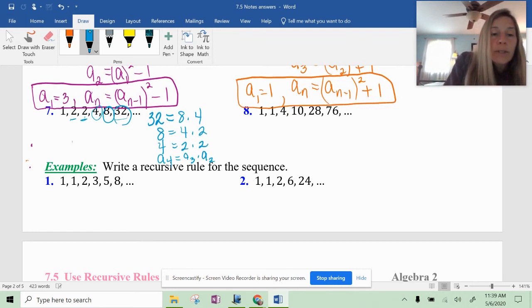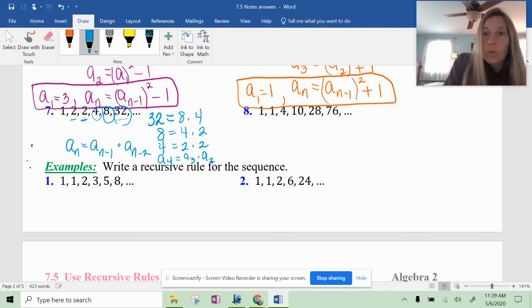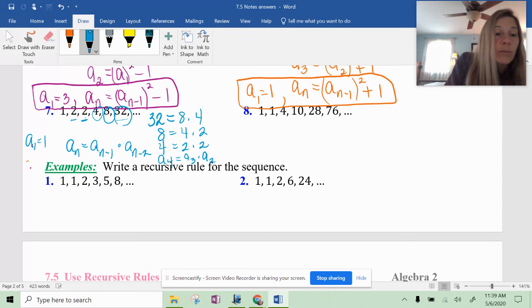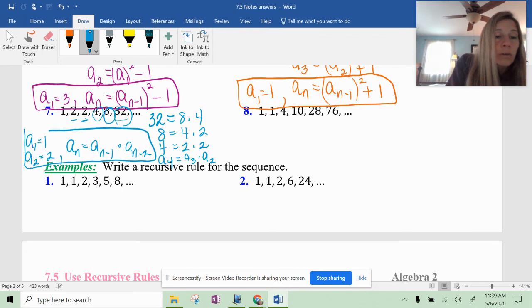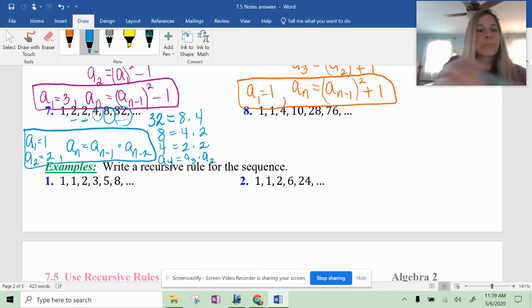Now I'm going to replace it with the n's. So a sub n equals a sub n minus 1 times a sub n minus 2. And if you reverse the order, that's fine. And then, of course, because you're starting with two things, you need both a sub 1 and a sub 2 given to you. So this would be a recursive rule there.